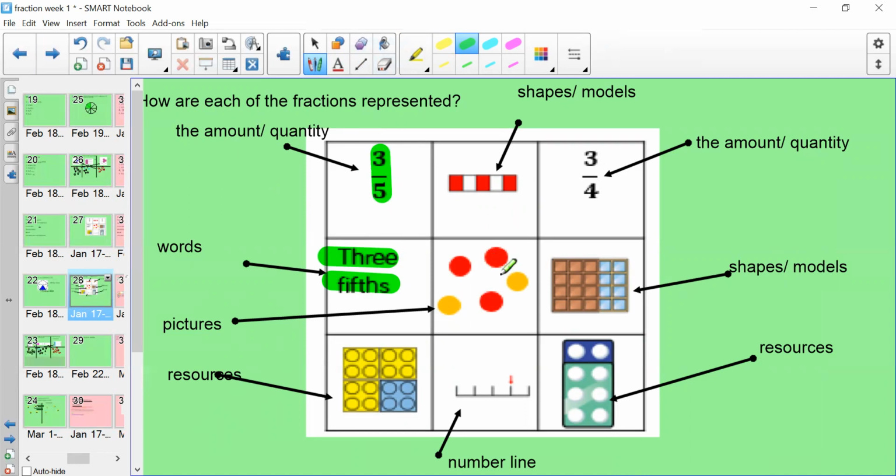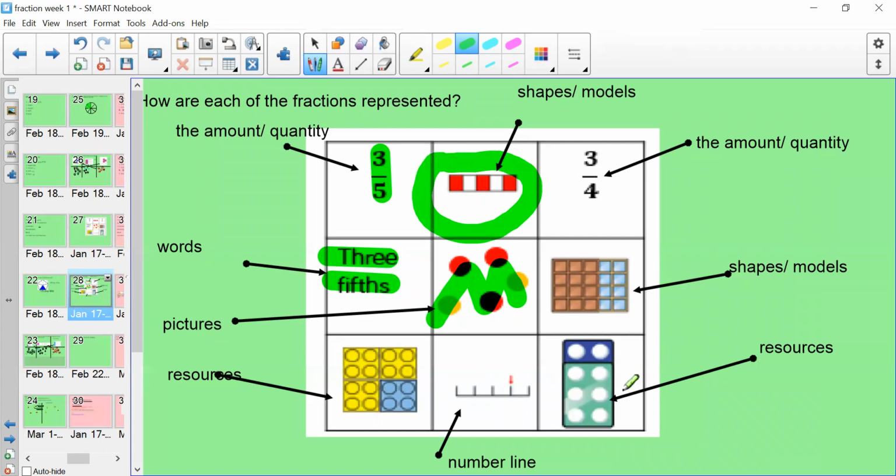Then we've got 3 red dots out of a total of 5. So we've got 3 out of 1, 2, 3, 4, 5. So that is also showing 3/5 through pictures. This one is shown through a shape. So we've got 1, 2, 3 red parts out of a total of 5. So this one would also be showing 3/5.